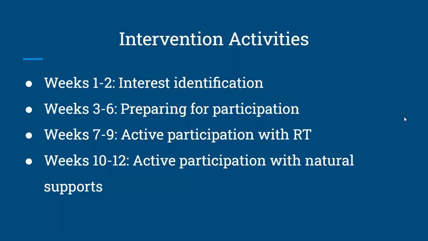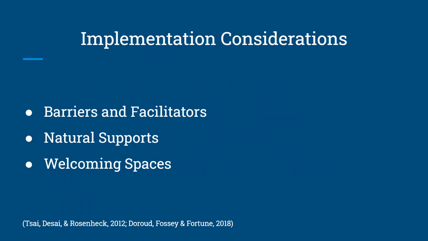Intervention activities can be divided into the following categories: interest identification, preparing for participation, active participation with the RT, and active participation with natural supports. Implementation considerations draw from the planning phase of the API process. The activities outlined incorporate components covered in our planning module, including barriers and facilitators, natural supports, and welcoming spaces. These components have intentionally been incorporated into the intervention.